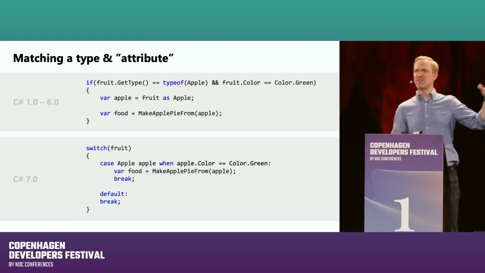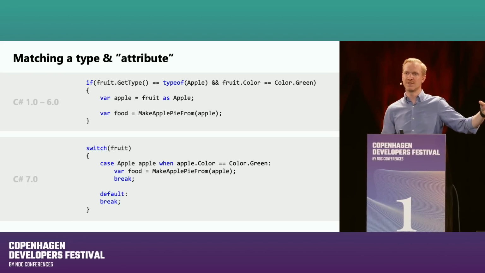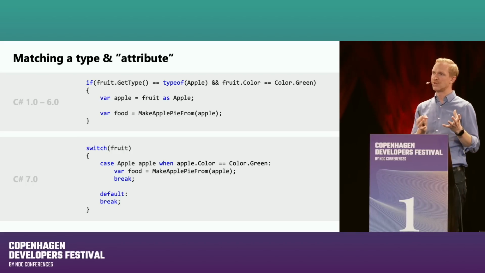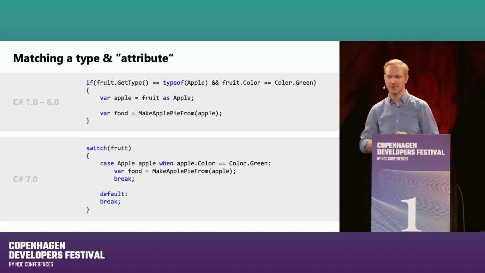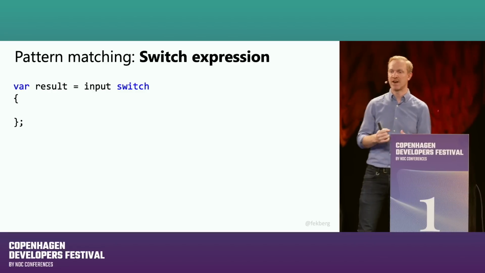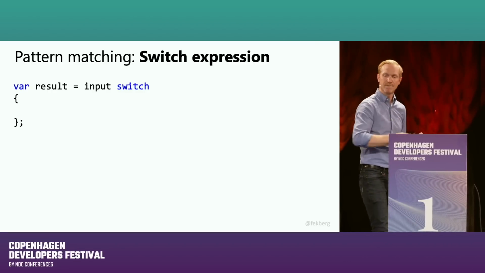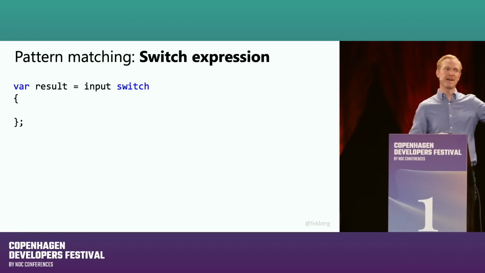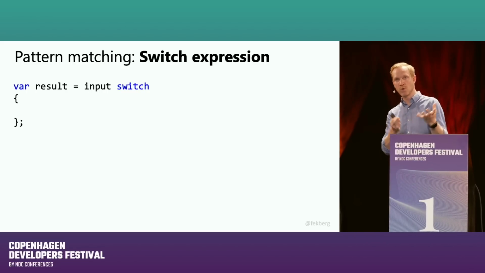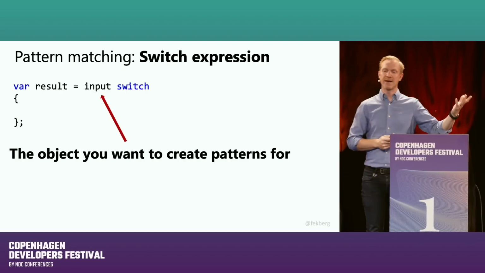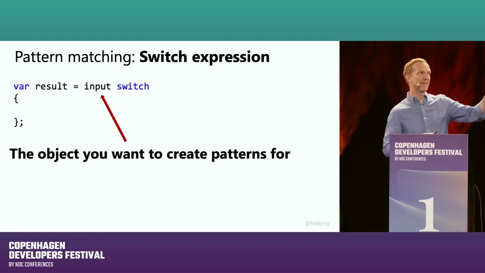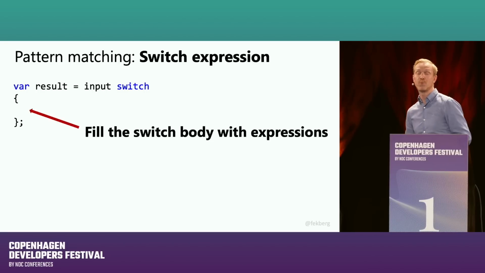Obviously, with C# 7, no one really wrote this because there's a lot more code to express the same thing. But this was the first iteration of pattern matching in C#. So with C# 8, they introduced a switch expression, which drastically changed how we write this. So instead, we have this line of code here where I expect a result coming out of my pattern matching code snippet. So based on my input, that's the object I wanted to create patterns for, I create this switch expression, which I fill with expression-bodied members.